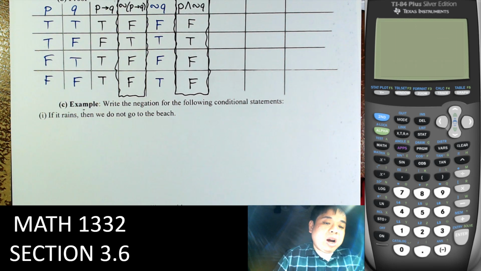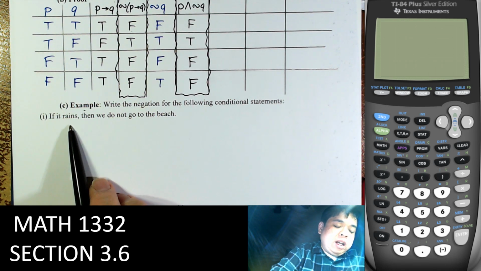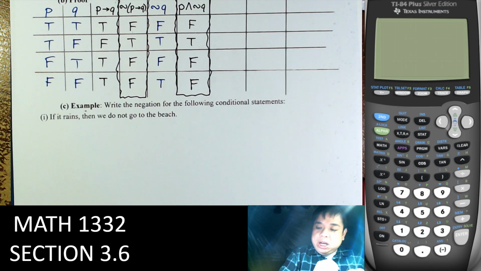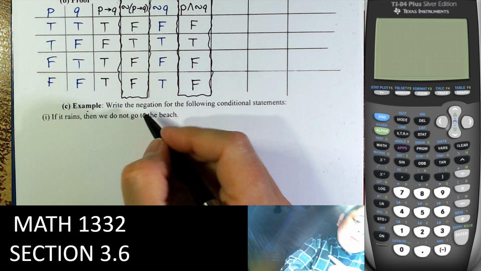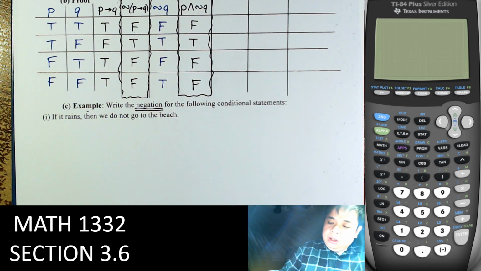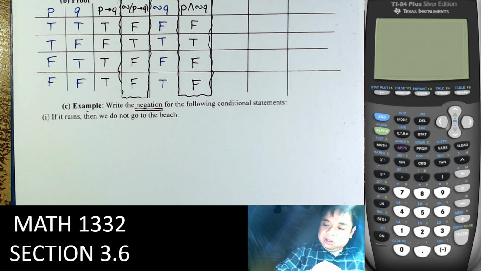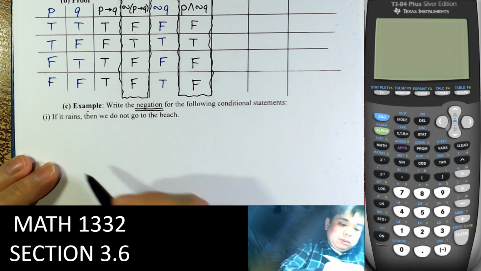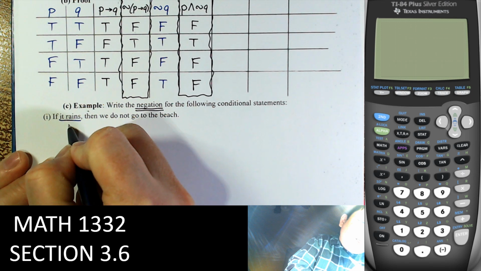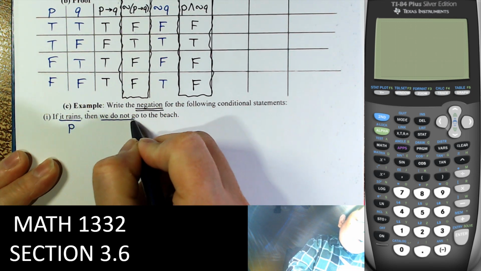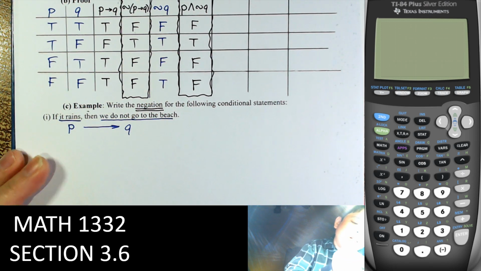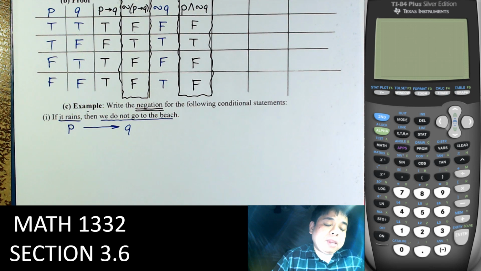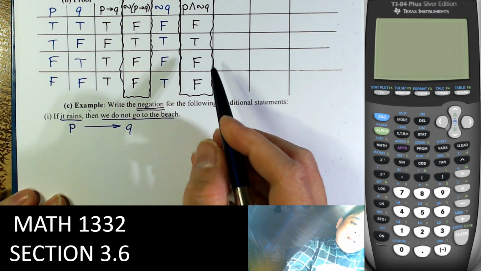Right. Now let's write the negation for the following. If it rains, then we do not go to the beach. So we just write if P then Q, and they want the negation of this. Let's start with this is P, and we go to the beach, Q. So that is the implication there. Now we do the negation of this. The negation is P and not Q.